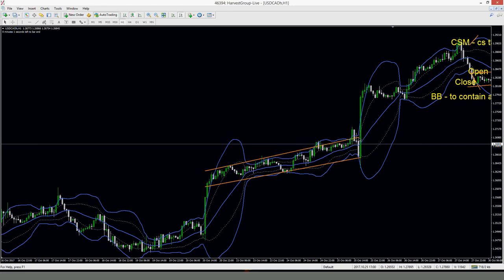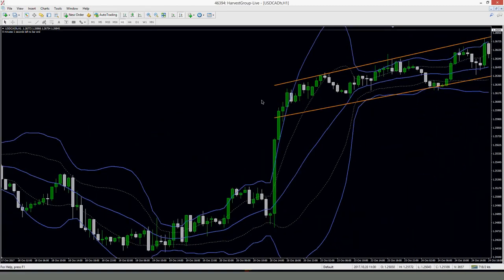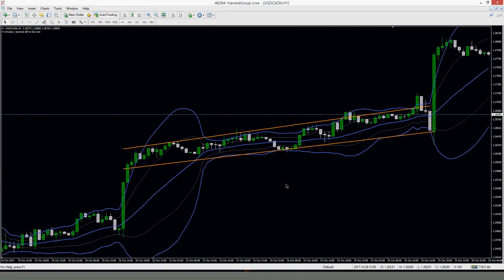Okay, let me just fix that up. As you can see, this is a sideways Bollinger Band, but as soon as I zoom this in, you'll notice that this is a sideways Bollinger Band over here. Although this is a momentum Bollinger Band, as soon as the price moves sideways, then you know that this is a sideways Bollinger Band already.